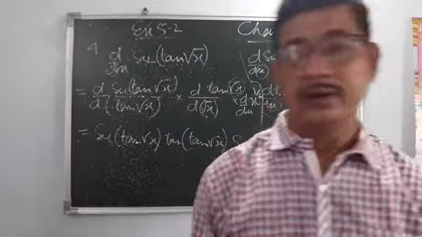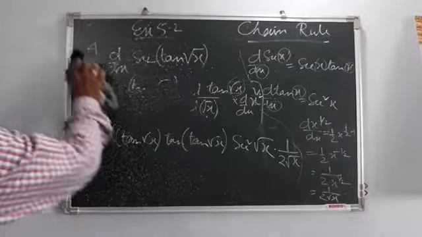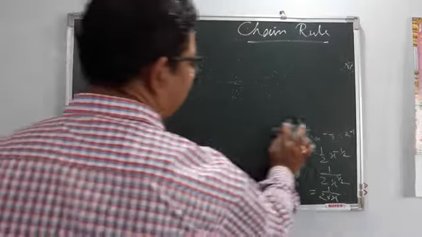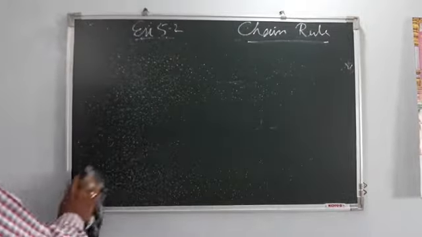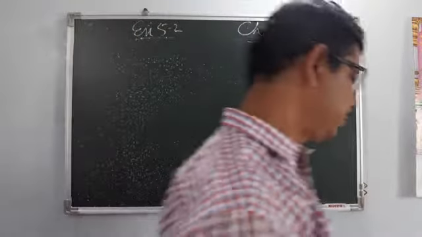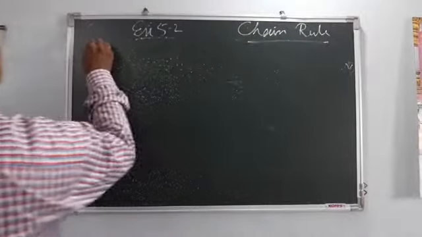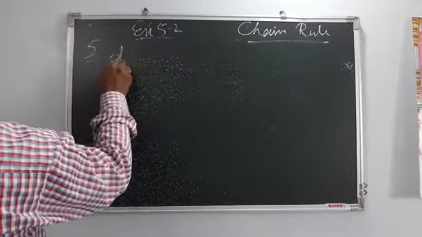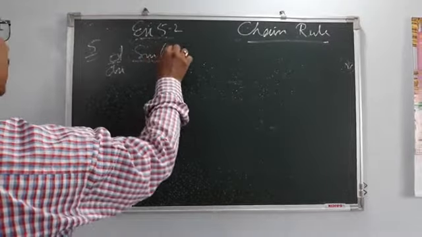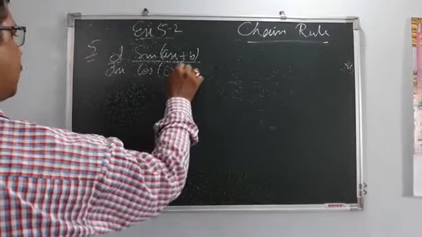Now question number 5. If you go minutely, it is not a tough one. You have to use your mind with the help of formula, with the help of chain rule. Now question number 5. It is d/dx of sin(ax + b) cos(cx + b).